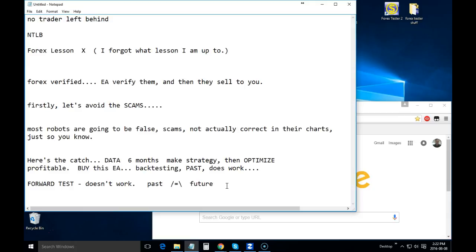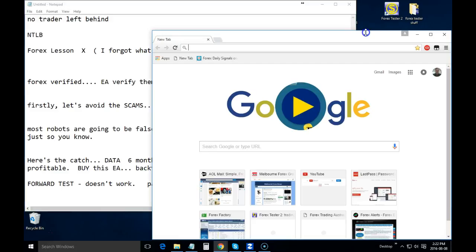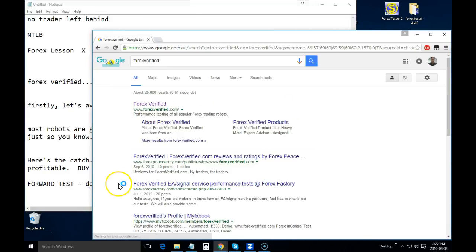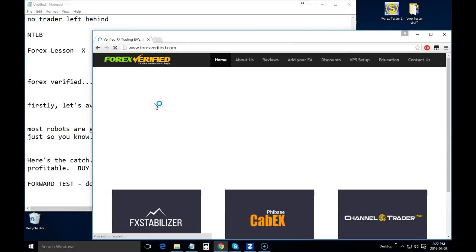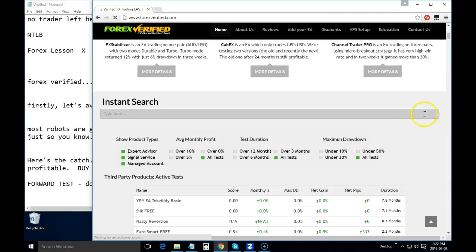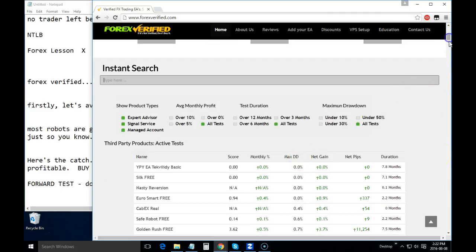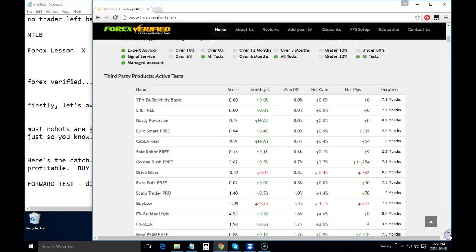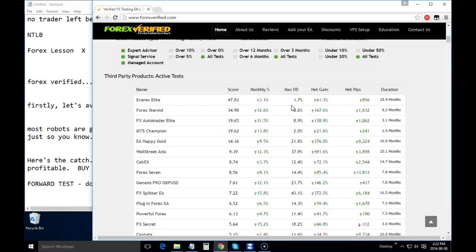So they're making that assumption, and I'm just going to go through a sample search for you because I've gotten stuck with this many years ago, and you give up looking after going through all the crap. So I have clicked on Forex Verified before, and here they are showing you all their best expert advisors, and this is how great they are. I usually like to go for, what's their score? So this one's the top scored, EverX Elite.